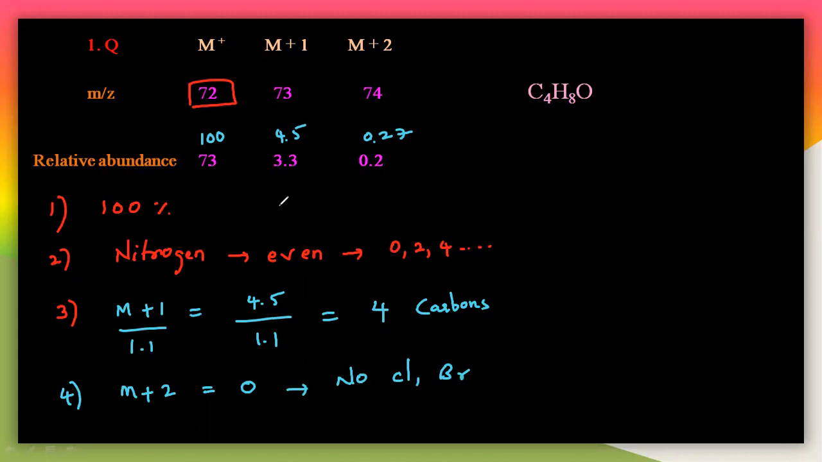Next, after this, we have to apply for the hydrogens here. So let us understand this thing here. So till now we have seen that we can get the 4 carbons here. C4. That means here 4 into 12, that is 48.